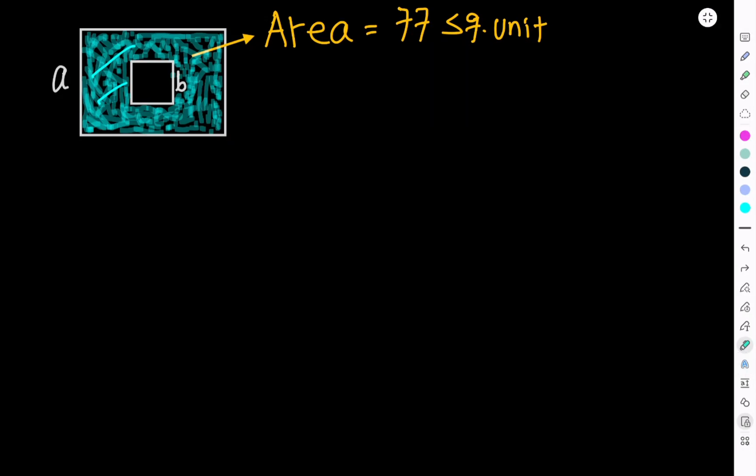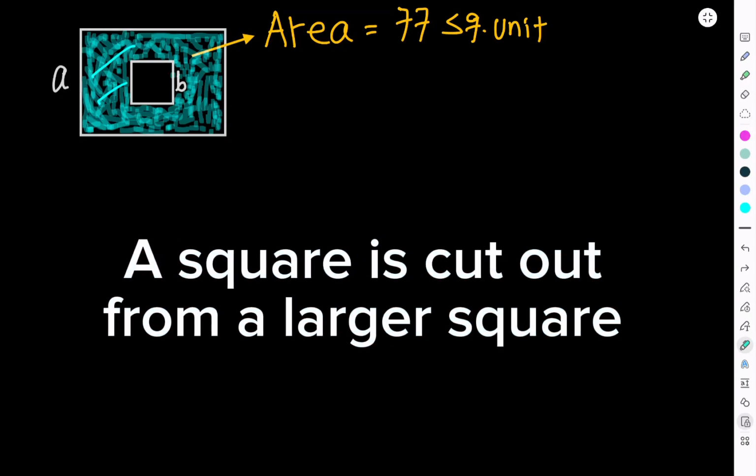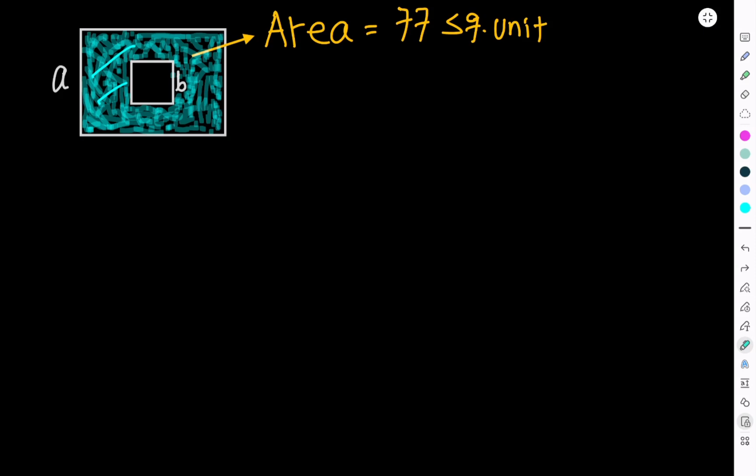Today, we have a puzzle that combines geometry and algebra. A square is cut out from the center of a larger square, creating this frame of area 77 square units. Can you find the dimensions of this frame?